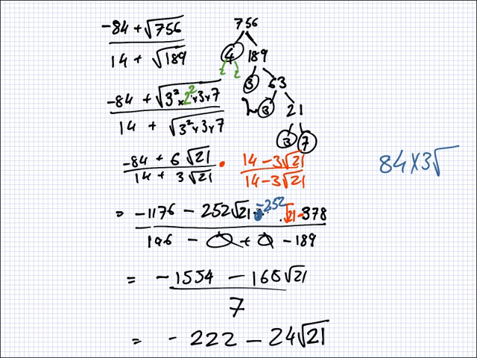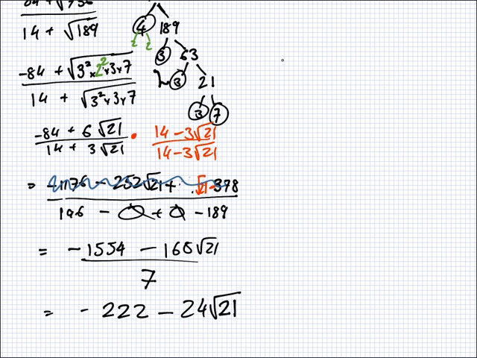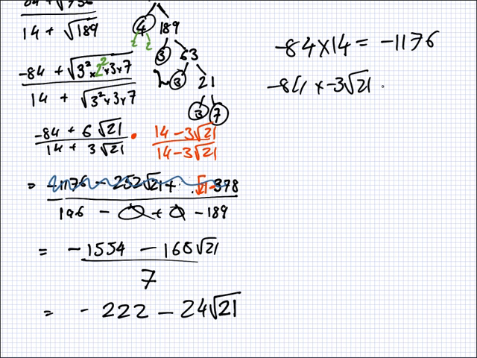Which one are you doing? Okay, let's just have a look at the 4 of them again, make sure we're right. Okay, so the first one is minus 84 times 14. That is minus 1176. And the next one is minus 84 times minus 3 root 21. That's plus 252 root 21. Is that what it is?